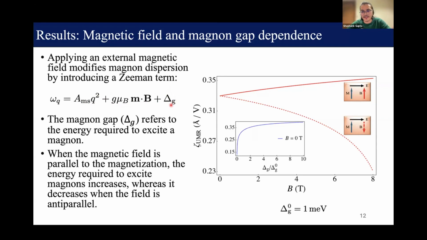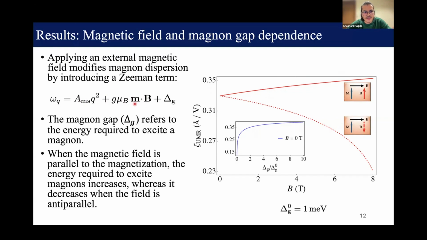When we apply the magnetic field parallel to the magnetization, this term becomes positive, and when we increase the magnetic field, we need more energy to excite the magnons. So ideally, we will have fewer magnons to interact with electrons, and that's why our UMR increases with increasing magnetic field. When the magnetic field is anti-parallel to the magnetization, this term becomes negative. Now when we increase the magnetic field, the overall energy needed to excite the magnons is less. That's why the UMR decreases, because now there will be more magnons.